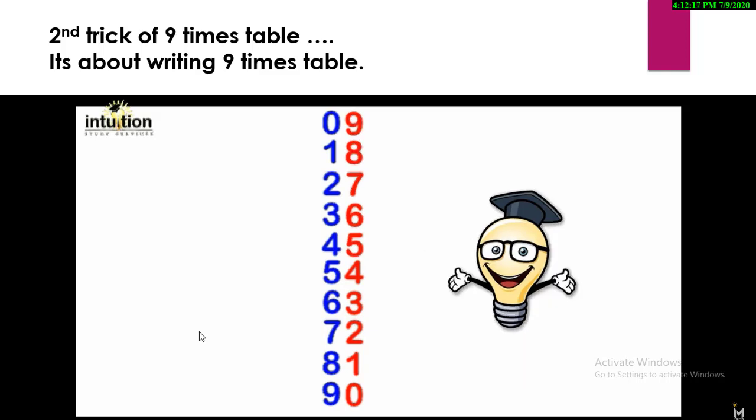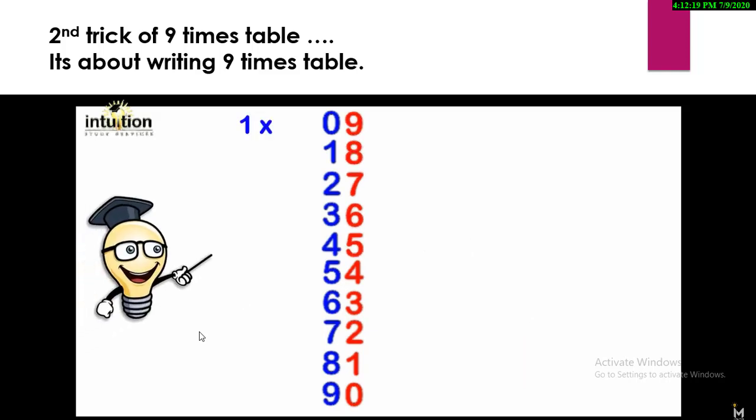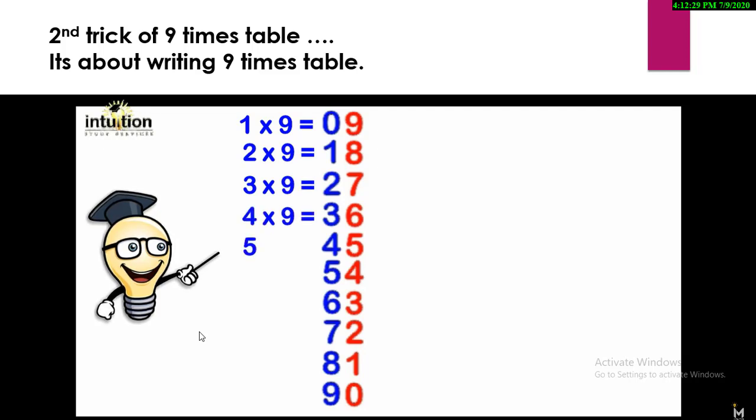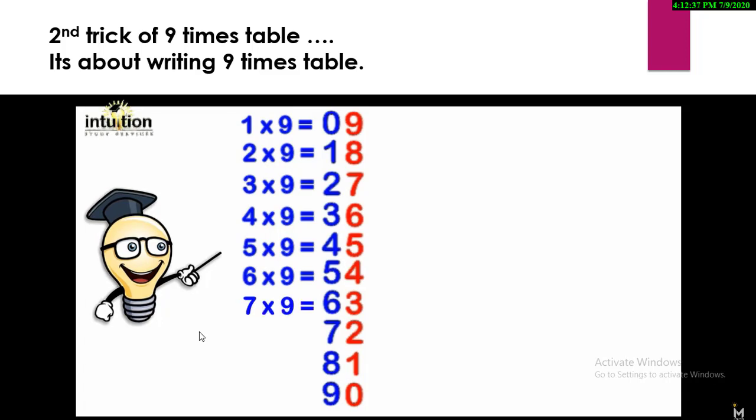So we've got 1 times 9 is 9. 2 times 9 is 18. 3 times 9 is 27. 4 times 9 is 36. 5 times 9 is 45. 6 times 9 is 54. 7 times 9 is 63. 8 times 9 is 72. 9 times 9 is 81. 10 times 9 is 90.